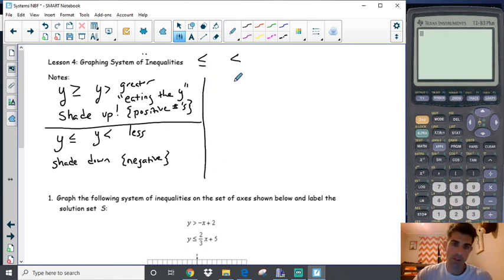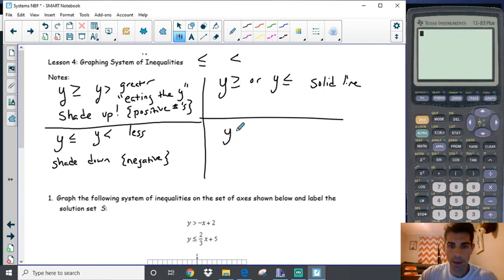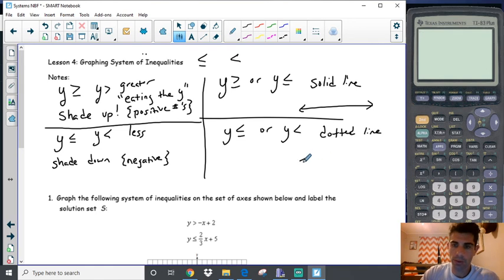Then there's a certain line we have to make. If you had y is greater than or equal to, or y is less than or equal to, we are going to be making a solid line when we're graphing it. And if you had y is greater than, or y is just less than, we're going to be making a dotted line. When we get to an example, you'll see what I mean. That's what the solid line would look like, and that's what the dotted line would look like.